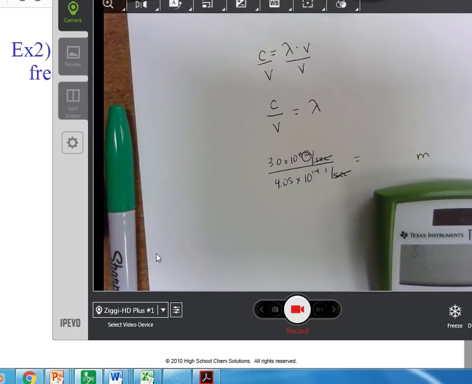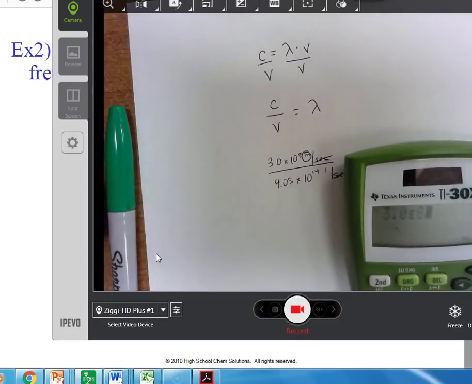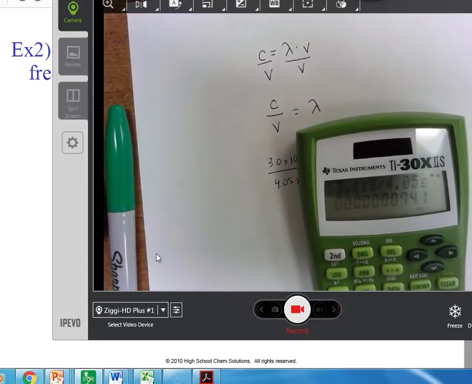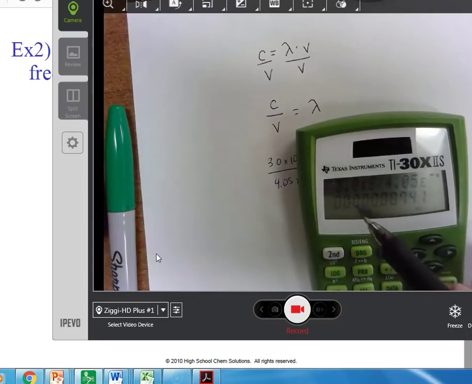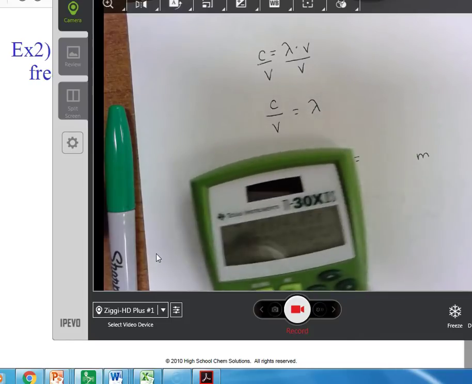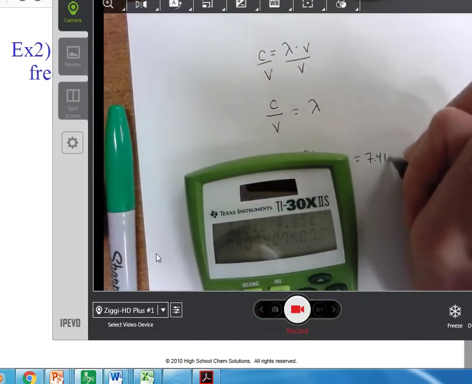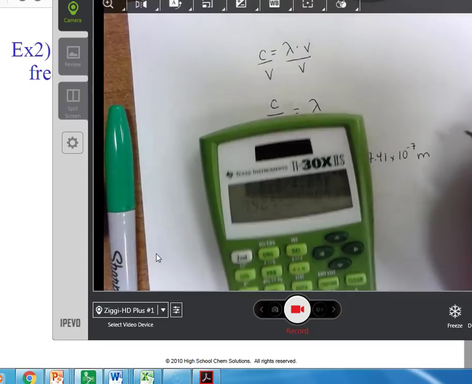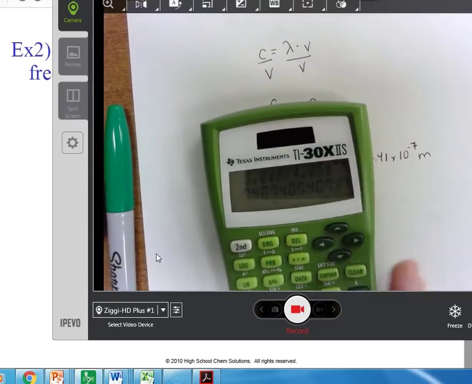So I'm typing in 3.0 EE8 divided by 4.05 EE14 equals. Notice this answer here has a lot of zeros in it. My calculator will put it in scientific notation for me, or I can count how many places I would need to move the decimal. 7.41, I'm going to round, 7.41 times 10, and I would have to move the decimal 7 times, so that's 10 to the -7th, or my calculator put that in scientific notation for me.